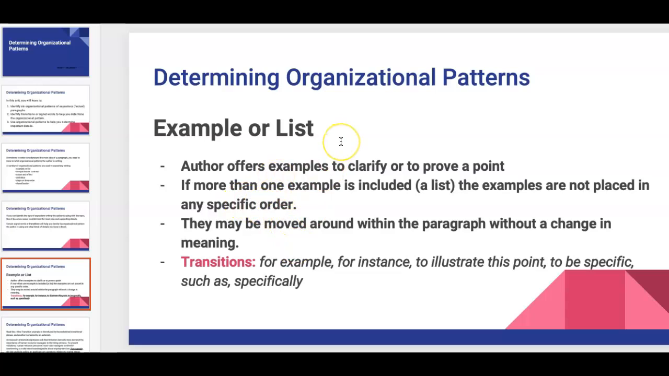The first one is an example or list. So obviously, the author is using examples to clarify their point. If more than one example is included, the examples are not placed in any specific order. Now, I say if they include an example like a list, that list doesn't have to be in any specific order. And that actually comes into play later on in the slideshow here. Those examples can be moved around within the paragraph and it doesn't change the meaning. Transitions, signal words. We are looking for things like, for example, for instance, to illustrate this point, to be specific, such as, and specifically.